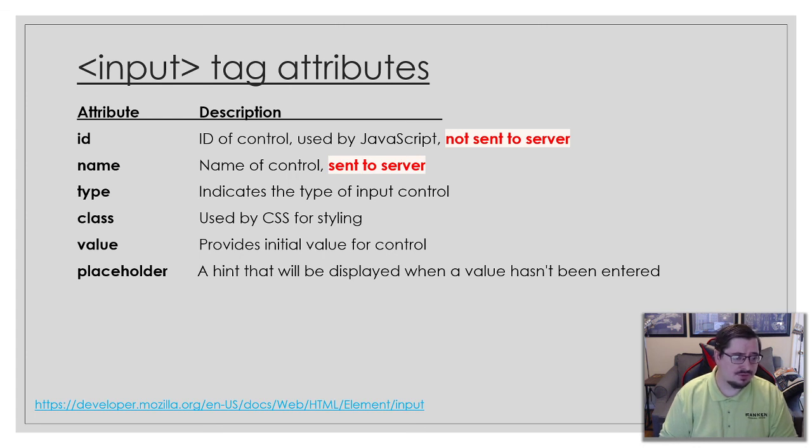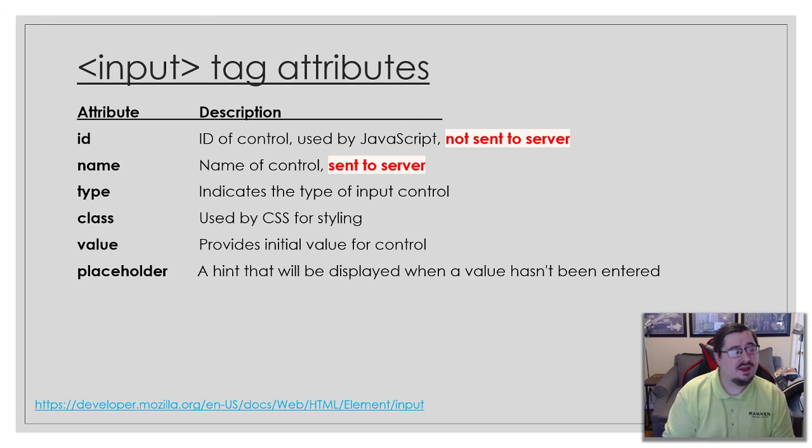Next attribute, we'll look at the value. The value provides the initial value for the control. It's not the current value. It's not what the user's currently typed in, but it's what's going to be initially filled in there when they load the page. And then finally on this list is the placeholder attribute. So placeholder provides a hint or a clue as to what you want the user to put in there. Okay, it's going to show up sort of grayed out in that field. It's a really, really helpful thing to guide your users along.